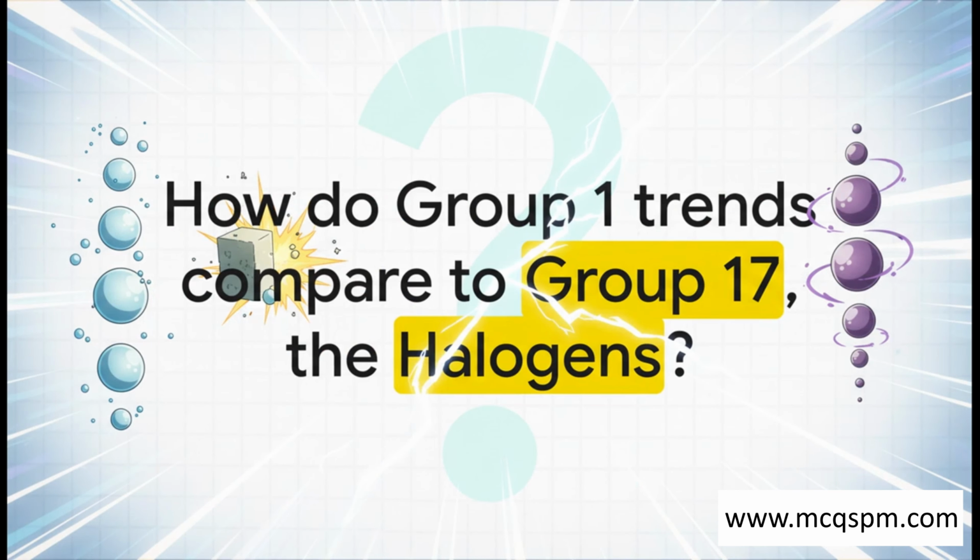So, I'll leave you with one final thought to chew on. You've completely mastered the trends for Group 1 now. You know they get more reactive as you go down because they're desperate to lose an electron. But what about the folks on the complete opposite side of the periodic table? Group 17, the halogens. Their entire goal in life is to gain an electron. So how do you think their trends for atomic size and reactivity are going to play out as you go down their group? That's your next challenge.